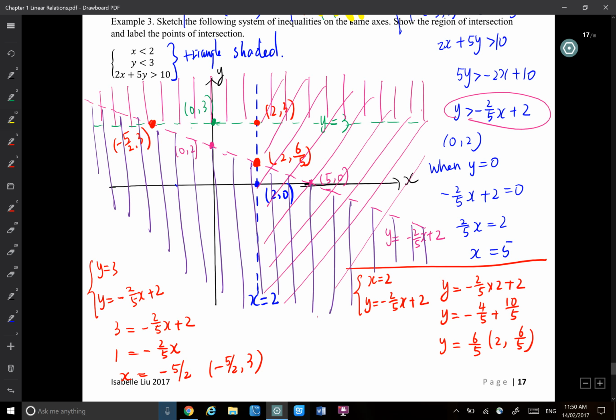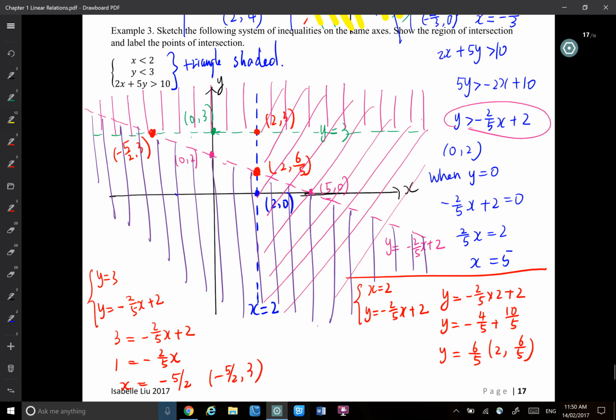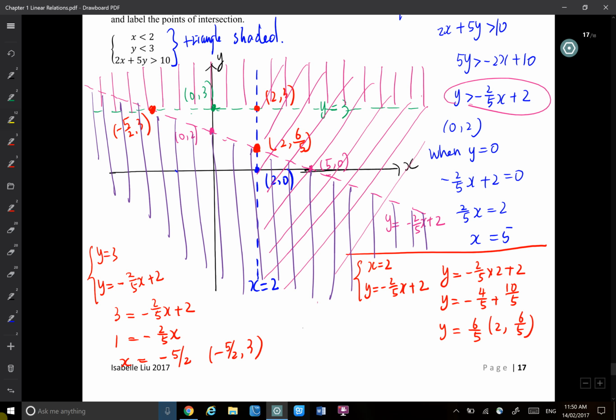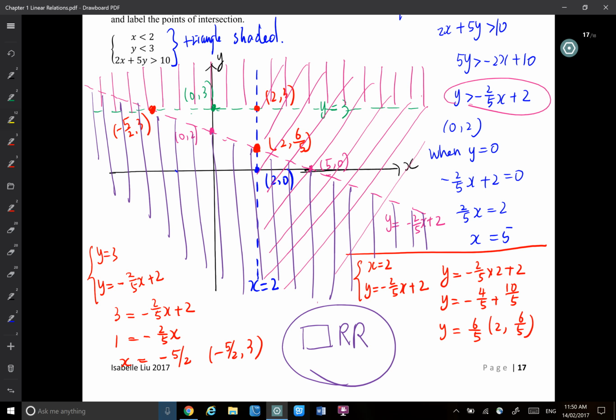Can you see what has been left, which is this triangle in the middle? Can you see that? That's the triangle in the middle. So I will label it with an open box and region required. Okay, that's my region required. What has been left is the middle part, which is the region required.